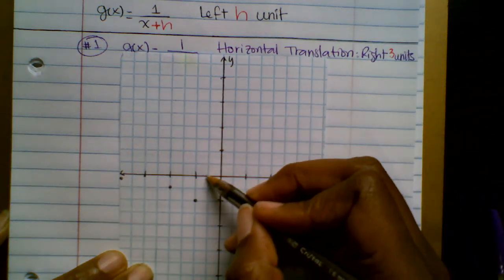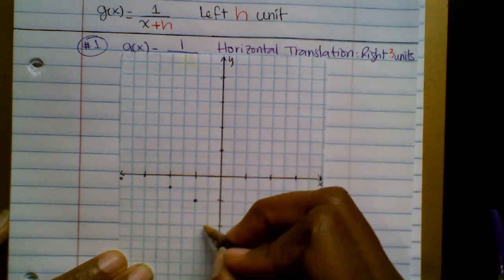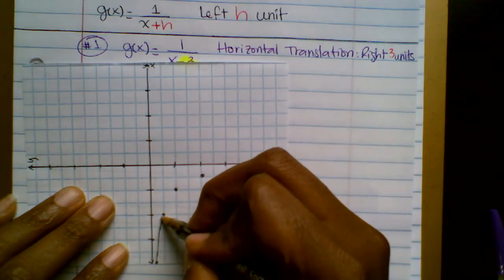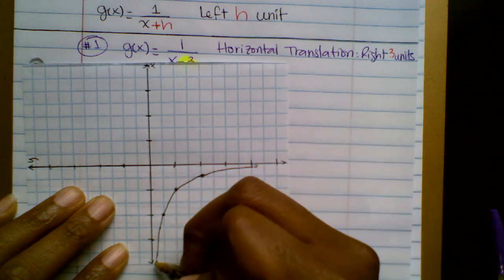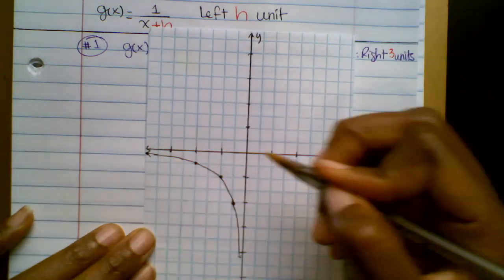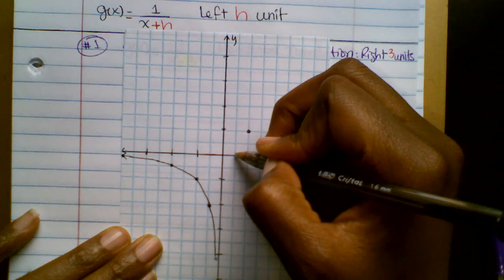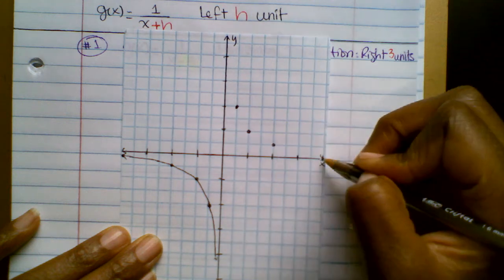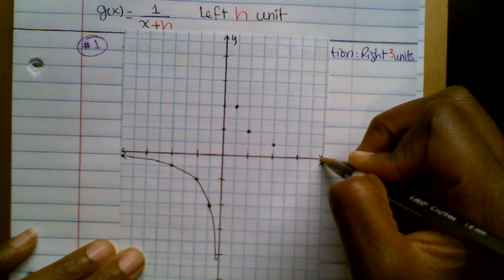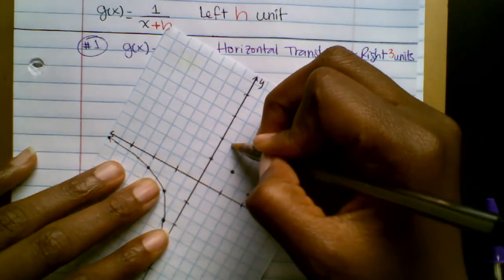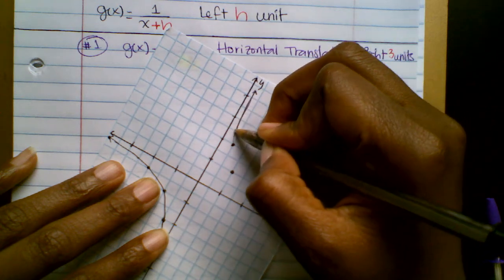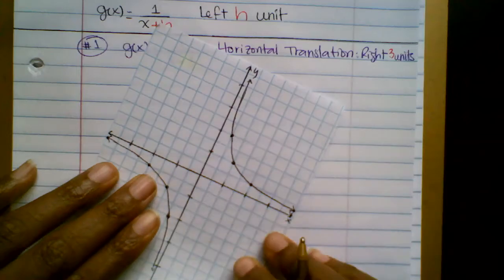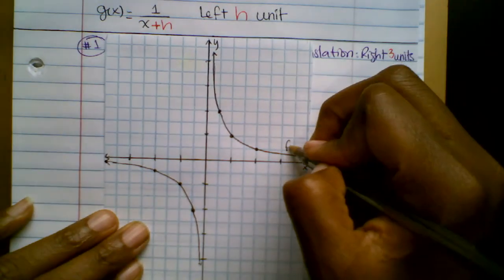Remember, the function is going to approach the asymptote by never crossing over it. The next points are going to be 1, 1, then 0.5, 2, then 2, 0.5, and for the 4, it's going to be 0.25, which is about right here. So that's the parent function f of x equal to 1 over x.